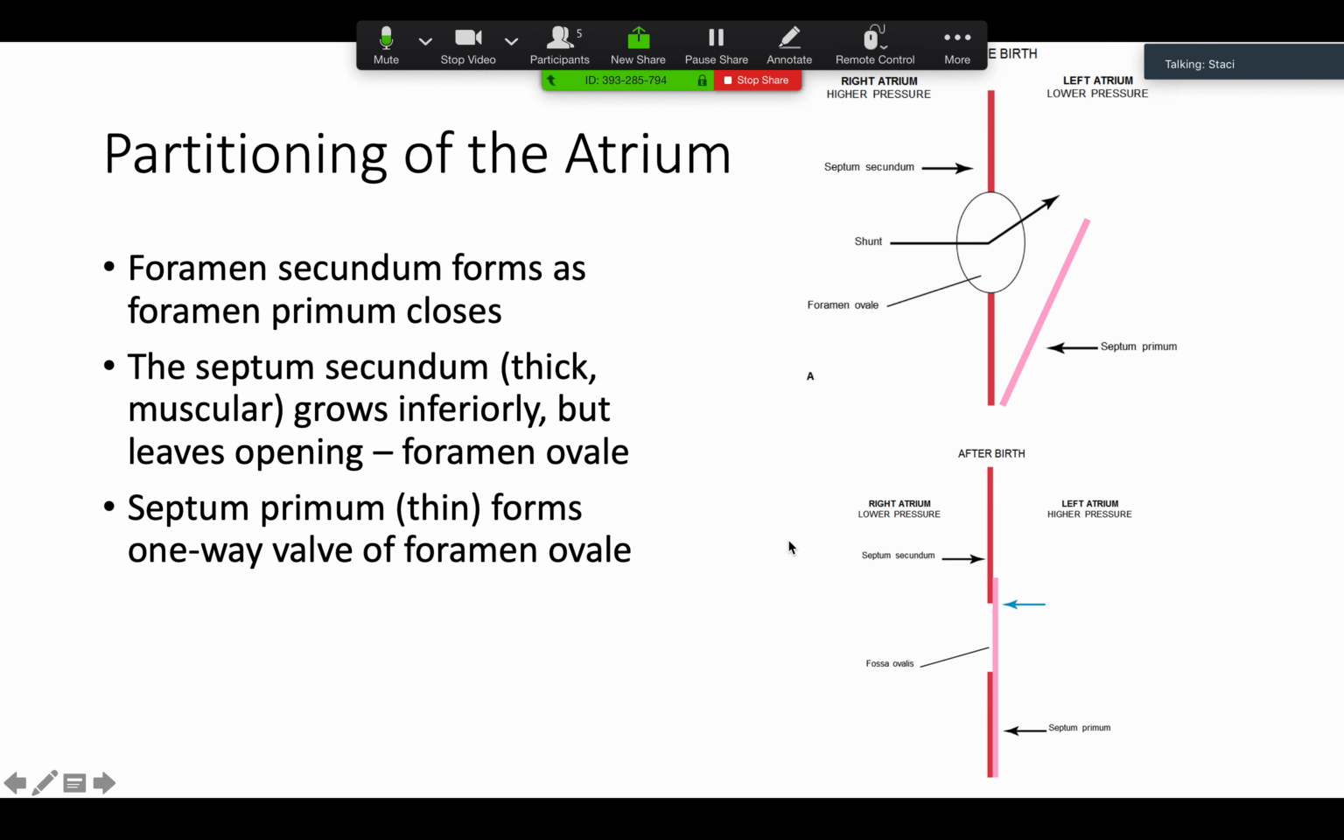And then the septum primum is really thin and it is a one-way valve. So when the baby takes their first breath, there's a pressure change. And so there's going to be higher pressure in the left atrium than the right atrium, and it's going to push this septum primum closed. And so we can have some malformations if this doesn't all the way close or if there's a hole or something in it.